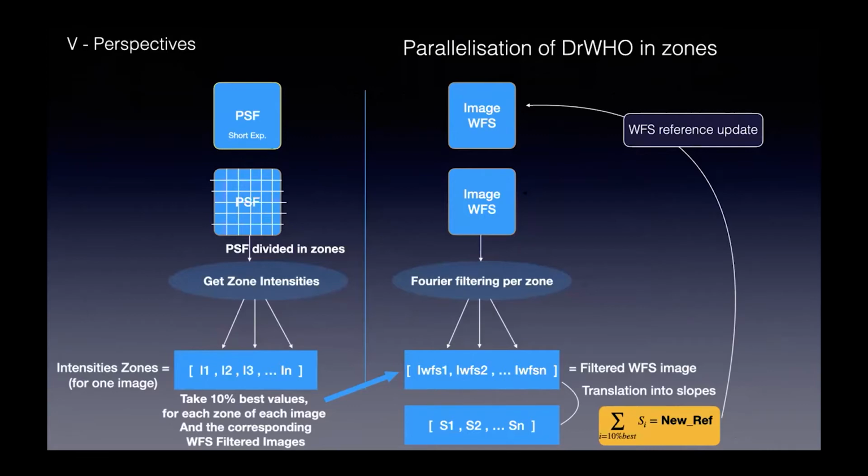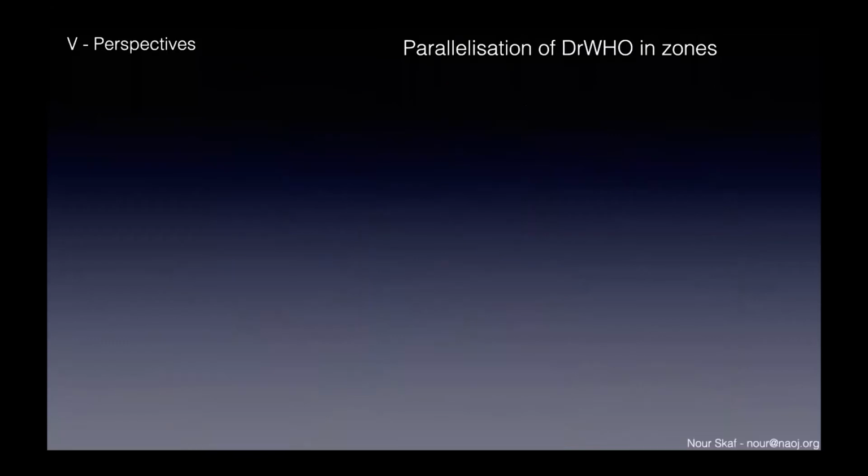So, on the left, as you see, we pretty much divide the PSF, and we get intensities for each of the zones. We then look at the Fourier filtering of the wavefront sensor images per zone, and we get pretty much a new reference per zone. And the sum of those sub-references is then applied as a new reference on the wavefront sensor reference. So this is still work in progress. I don't have much results to show you yet.